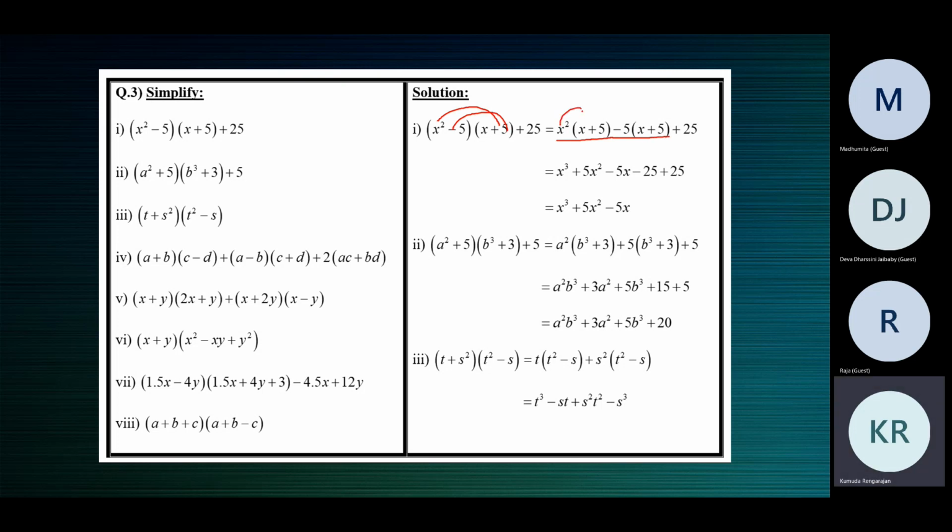Now multiply. X squared into x is x cubed. X squared into 5 is 5x squared. Minus 5 into x is minus 5x. Minus 5 into plus 5 is minus 25. And this plus 25 as it is. Plus 25 minus 25 is 0. Write x cubed, 5x squared, minus 5x as it is because they are not like terms.